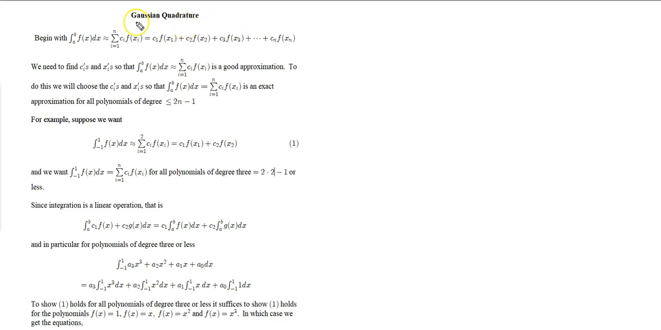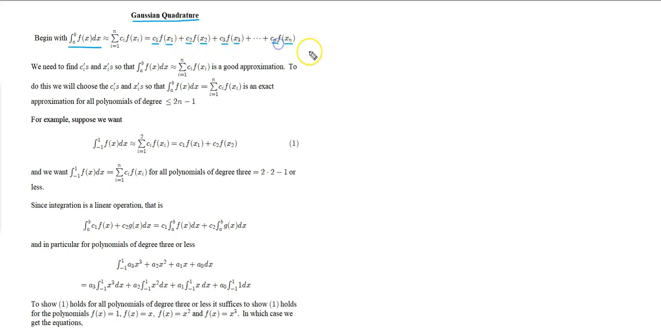Hi everyone. In this lesson we're going to take a look at an approximation technique for the definite integral called Gaussian quadrature. So consider a definite integral from a to b of some function f of x, and what we want to do is try to approximate this by writing it as the summation of the function values f of x evaluated at certain nodal values x1, x2, x3 out through xn times some coefficients c1, c2, c3 out to cn.